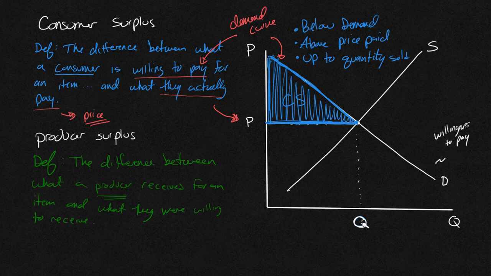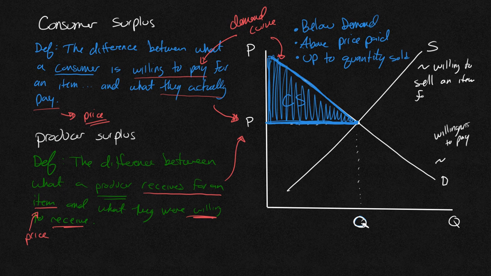So we can analyze this a little more as well. We have what they receive from an item. Well, receiving from an item, that's just going to be the price again. And then what they were willing to receive, that's what a supply curve is really showing us. It's showing us the willingness to sell an item. Because remember, the supply curve really is our marginal cost, and we're willing to sell something at cost. We obviously want more than that, but we're willing to do it. And going back to the demand curve, it is our marginal benefit, how much benefit I'm getting, so that's what I'd be willing to pay for it.